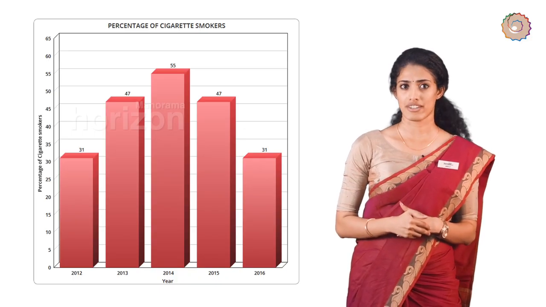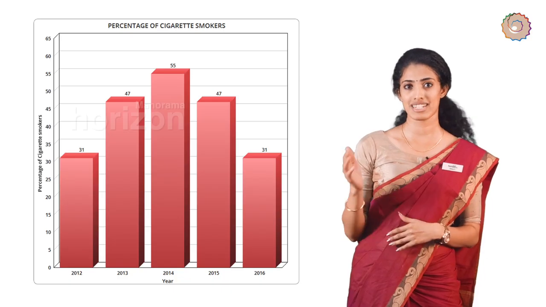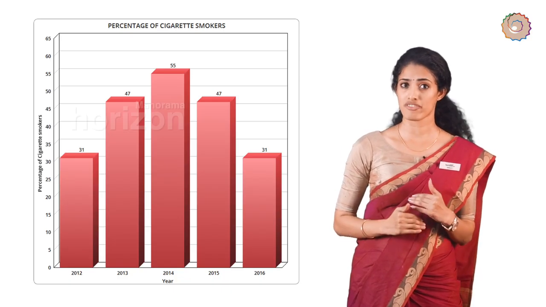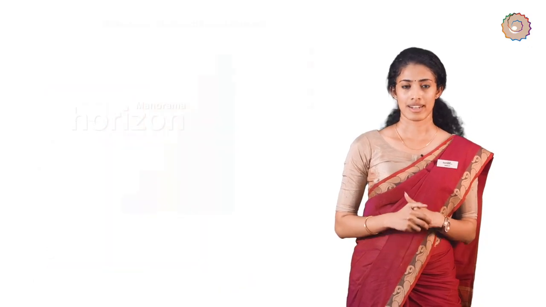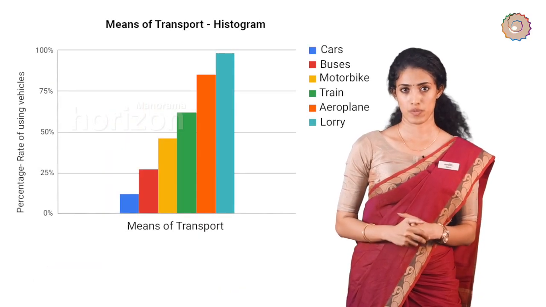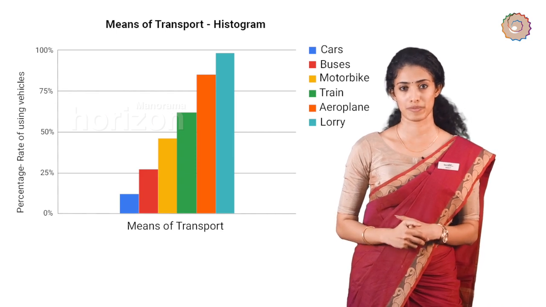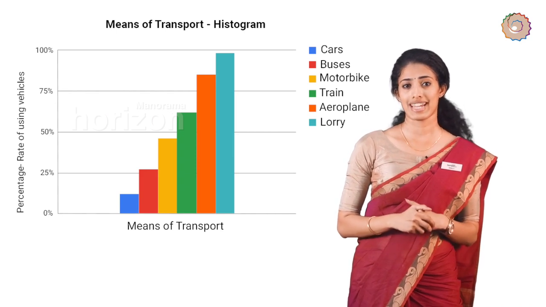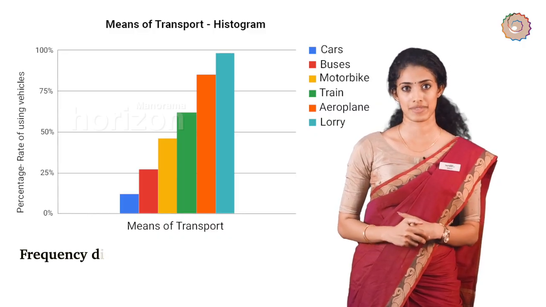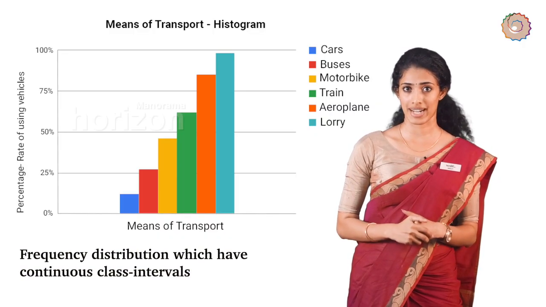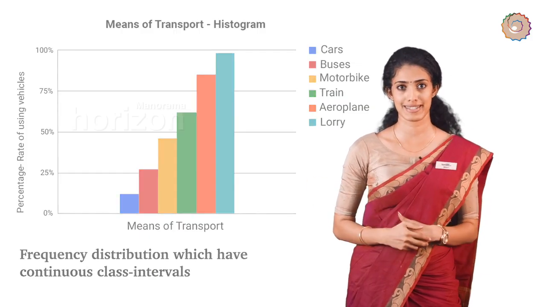Here, from the graph, we notice that the maximum number of cigarette smokers were in the year 2014 and the minimum number of smokers were in the year 2012 and 2016. Now, have a look at this bar graph, which shows the number of transport means chosen for a day by the people. Observe, there are no gaps between the bars. These kinds of graphs are called histograms. A histogram is a graph which shows the frequency distribution which have continuous class intervals.